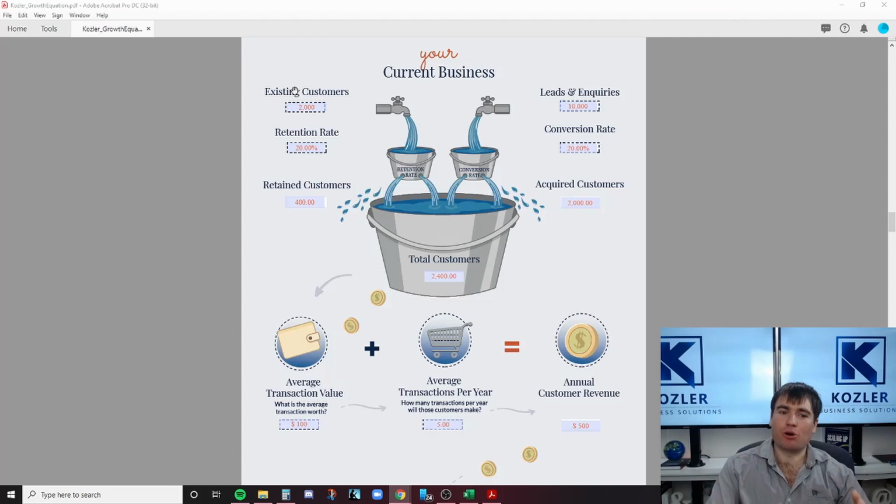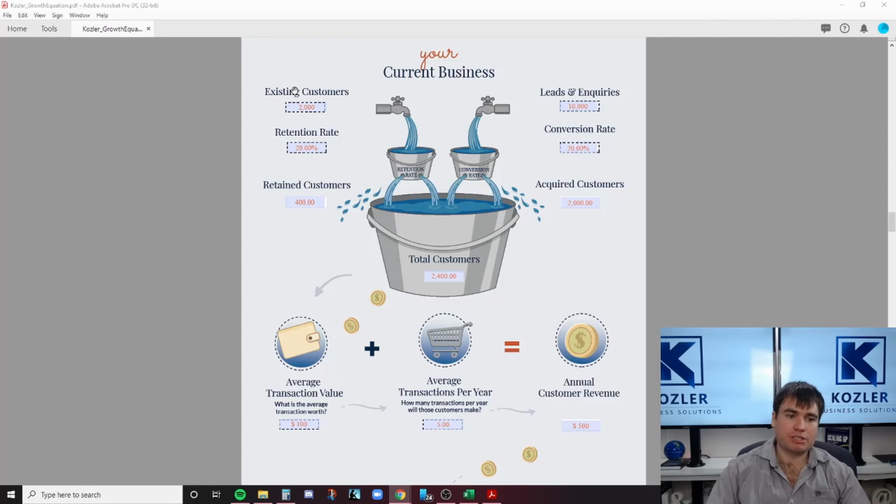The first thing you need to know about is where you are. If you want to get to a certain destination and using a map, for example, you need to know two things. You need to know where you currently are and then where you want to go. And then you can plot your route from there. So what we've done is we've filled in the numbers here for a mock business.